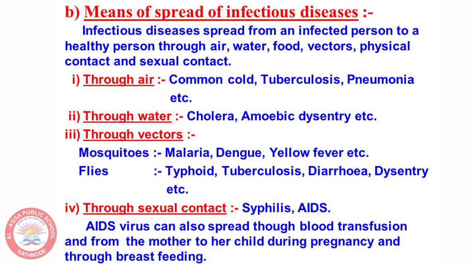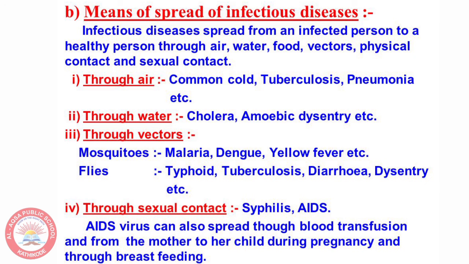What are the different means of spread of infectious diseases? It can be spread from an infected person to a healthy person through air, water, food, etc. Common cold, tuberculosis, and pneumonia are diseases which are spread through air. Cholera and amoebic dysentery are spread through water. And malaria, dengue, typhoid, etc. are spread through vectors like mosquitoes and flies.